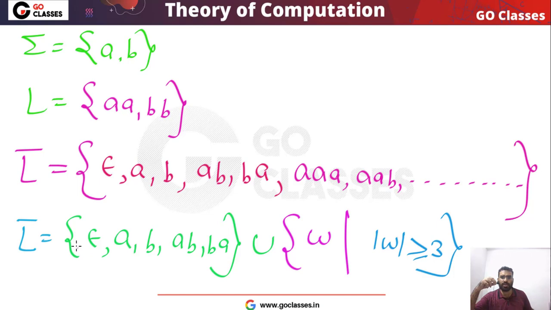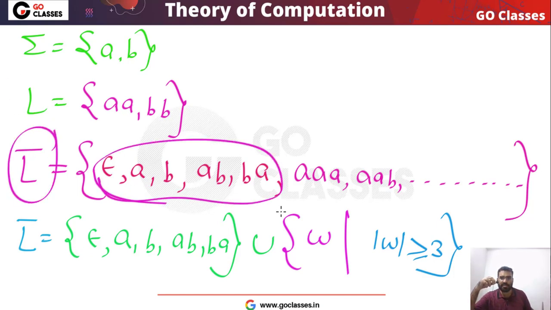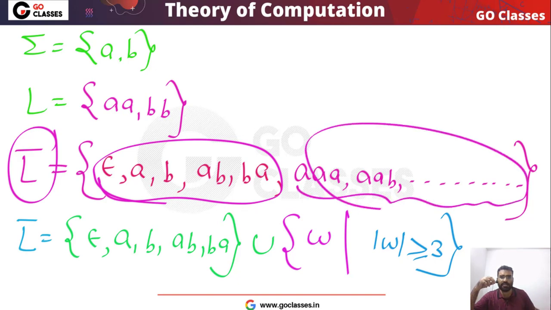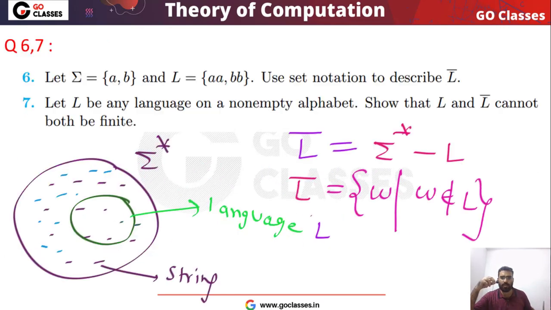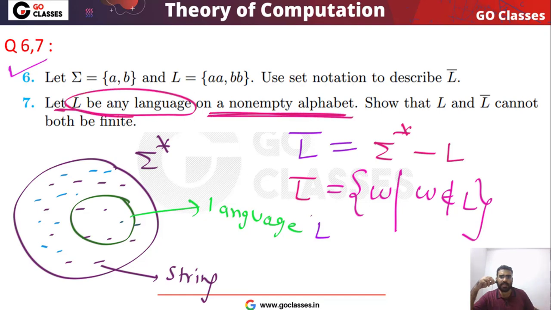So L complement means the set of these strings union all the strings which are of length greater than or equal to 3. This is your L complement. So this is question number 6 we have seen. Now let's see question number 7. It says that if L is any language on a non-empty alphabet.